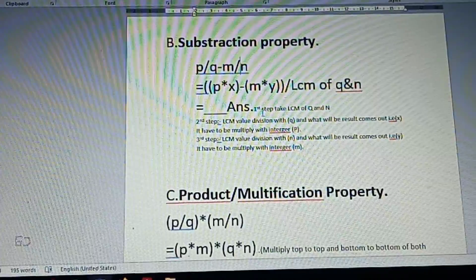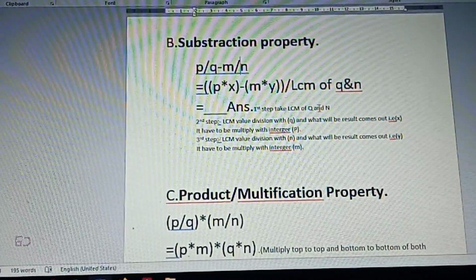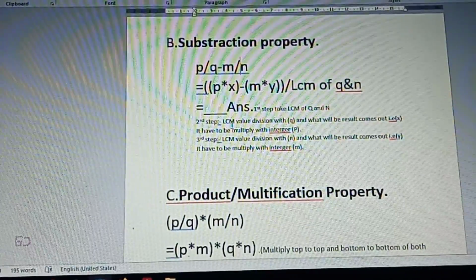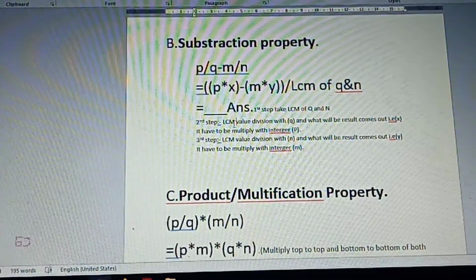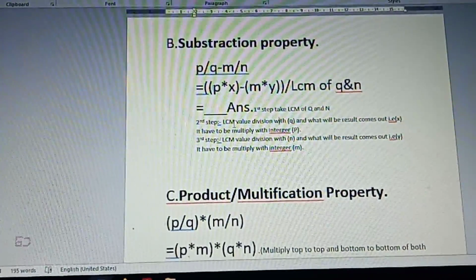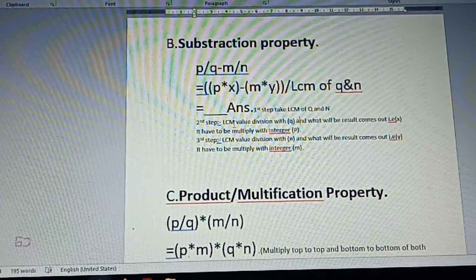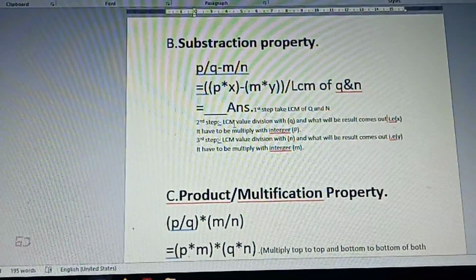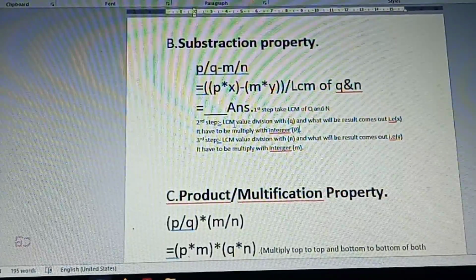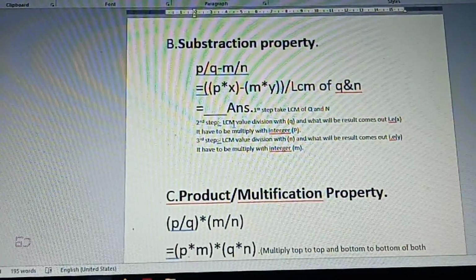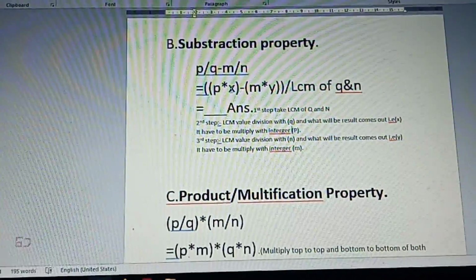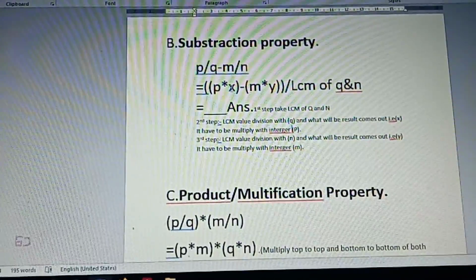First step, first you take the LCM of q and n. Second step, divide the LCM value by q. Q means the below integer of the first rational number, and whatever result comes out, that is x. It has to be multiplied with the integer p. You see, I also told you this before in the addition property.